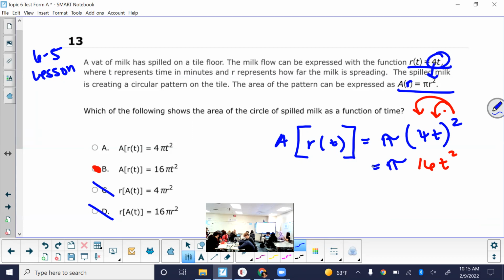And normally when we have numbers in our formulas, we put that number first. So I get 16 pi t squared. That's why B is the answer. So I'm still deciding if more than 70% of the class missed that one, then I'll just make that one extra credit. So you'll be scored out of 19 instead of 20, but I'll just have to see.